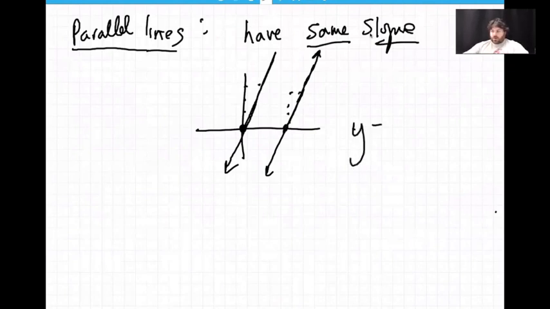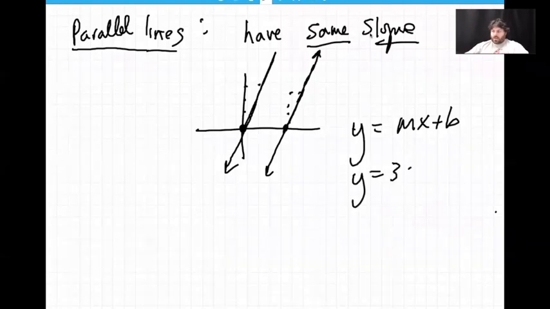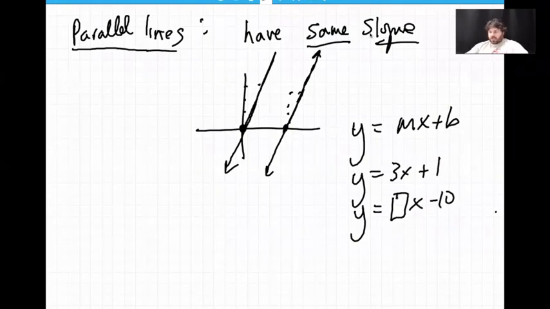So remember, m is your slope in this formula. So if I had something that said y equals 3x plus 1, and I knew that y equals something x minus 10 was parallel, I would know that this would have to be a 3. That slope would have to be the same. Okay, so if I said a line is parallel to another line and this one has slope of 7, you would go, oh, well then this other one has slope 7, right? You have to use that information wisely.